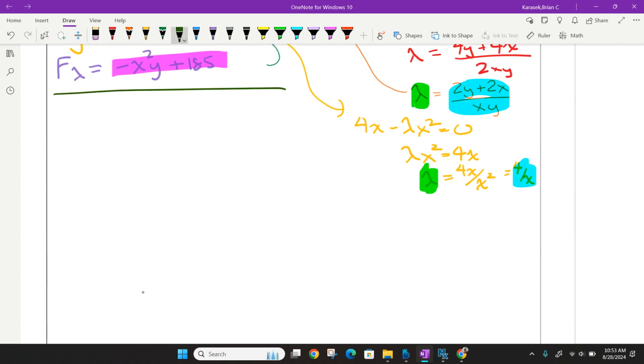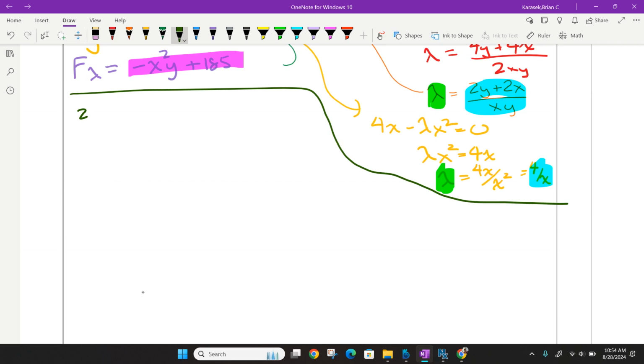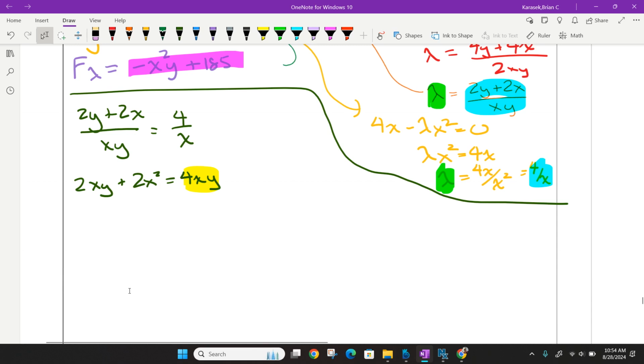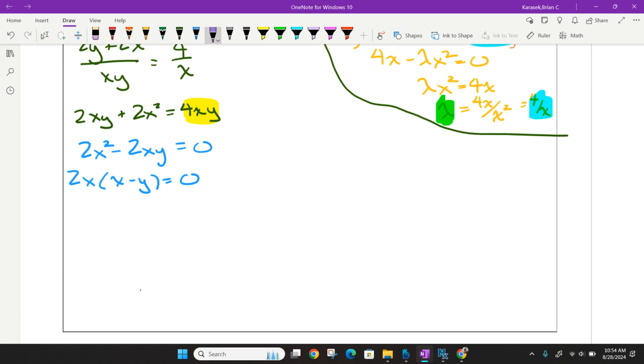And so I'm going to set those two algebras equal to each other. So let me just carve out some space over here and say that 2y plus 2x divided by xy must be equal to 4 over x. Since I have a statement that a fraction on the left is equal to a fraction on the right, I'm going to cross multiply. That gives me 2xy plus 2x squared is equal to 4xy. Moving this term from the right to the left gives me that 2x squared minus 2xy is equal to 0. I'll factor on the left. I've got 2x times x minus y is equal to 0. The zero product principle tells me that either x is 0 or x equals y.